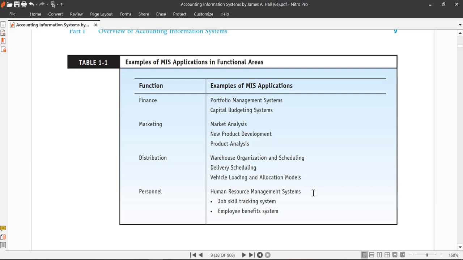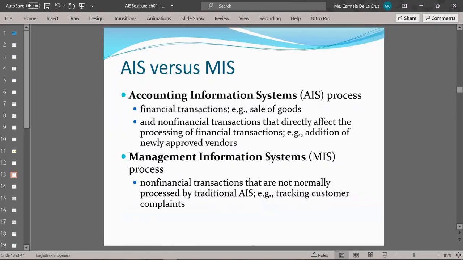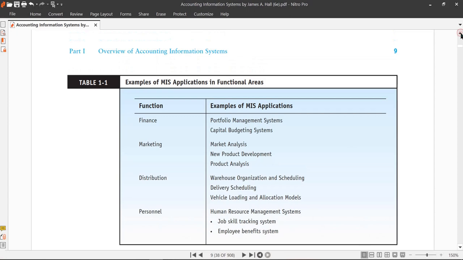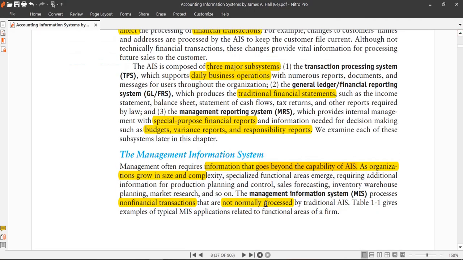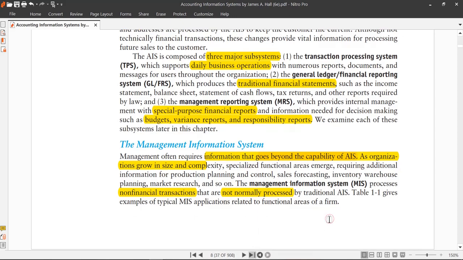These are other aspects of business which is not financial. Kaya somehow may karapatan naman si MIS na sabihin na nasa kanya yan, yung medyo mayabang na salita. Ayan, management requires information that goes beyond the capability of AIS. Yan lang. Okay, so diretso na natin discussion, mahaba-haba na.